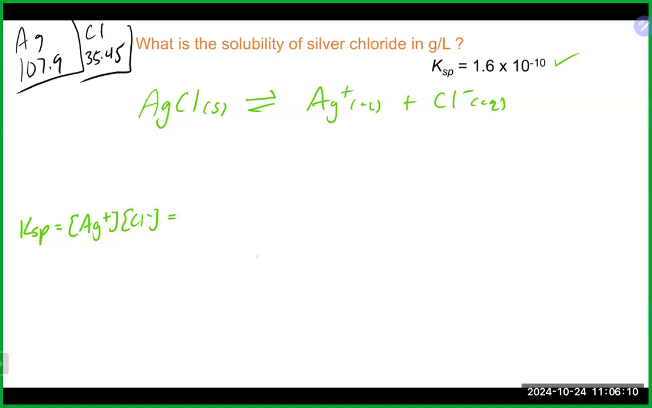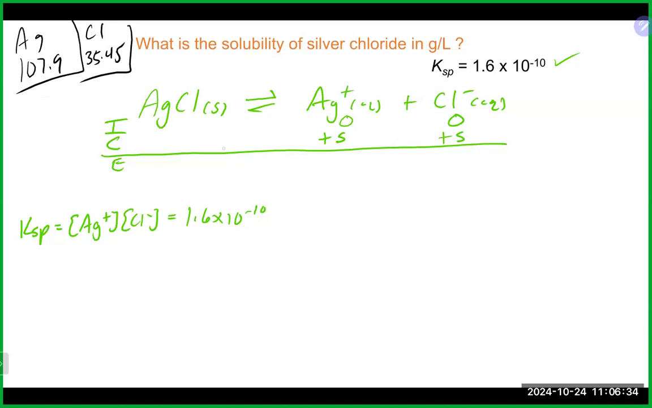Ksp will equal our silver times our chloride. The reactant is a solid, so it's not included, like typical in these problems. Ksp is 1.6 times 10 to the minus 10. We're going to do an ICE table here, not worrying about the solid. Initially, we have 0 of these, as nothing was given to us. The change is plus S and plus S, which means at equilibrium we will have S and S.